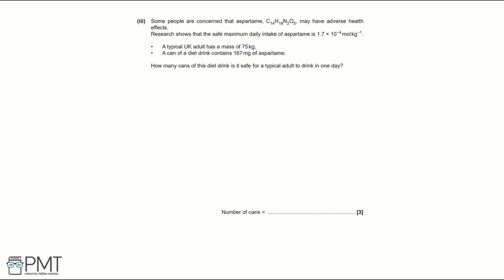So firstly, let's highlight the key pieces of information in this question. So that's going to be the molecular formula of aspartame, the maximum daily intake of moles per kilogram, the average mass of an adult, and the milligrams of aspartame that a can contains.